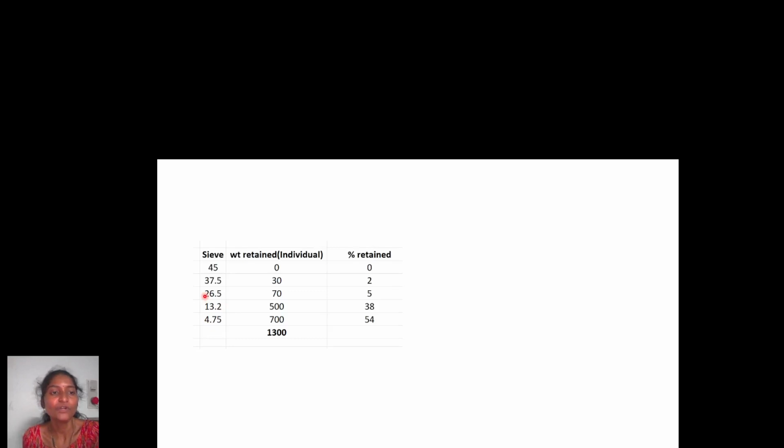Let us say if we want to know the maximum aggregate size, MAS. We know NMAS is 26.5. One size larger than that, 37.5, will be the maximum aggregate size.